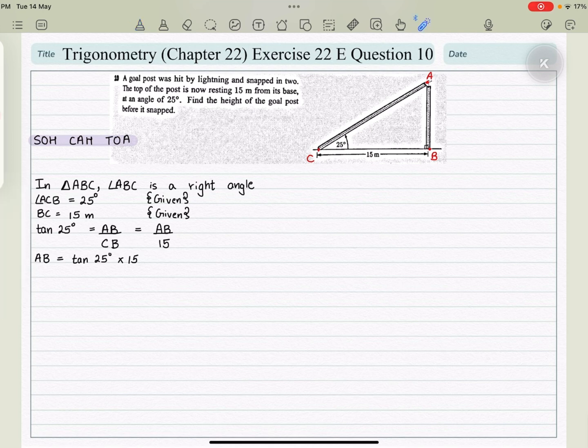Well, how did we get here? From here you can see that AB is equal to tan 25 degrees into 15, because 15 goes over here and it becomes multiplication because it's divided over here. And then we calculate AB from here, which will get 6.99 meters. It's not the exact value, but it's approximate.